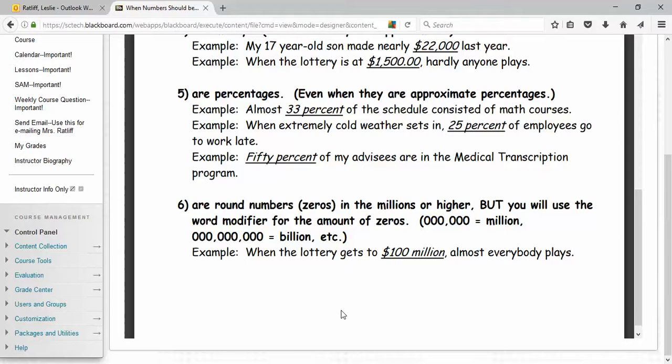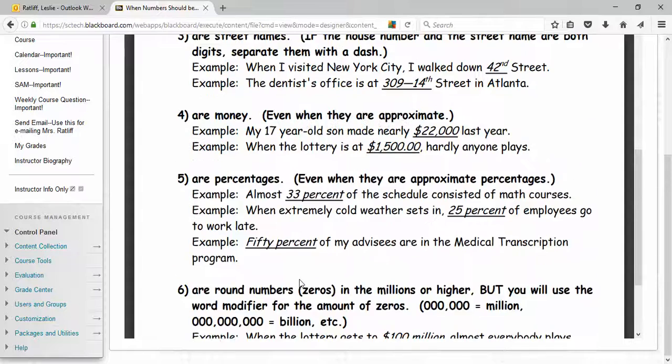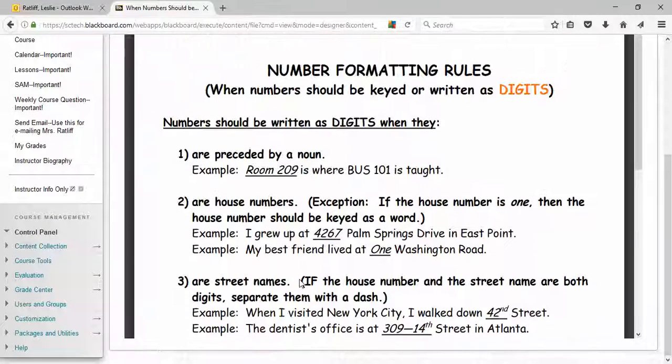At least remember where they are, either in Blackboard or in the back of your book on page reference 13, and use and apply them so you won't have errors counted off for numbers that are not formatted correctly.